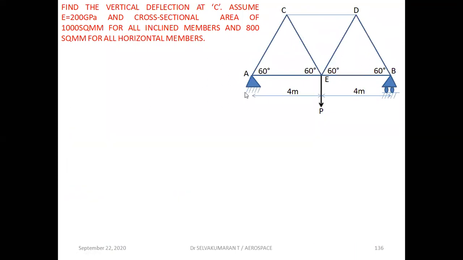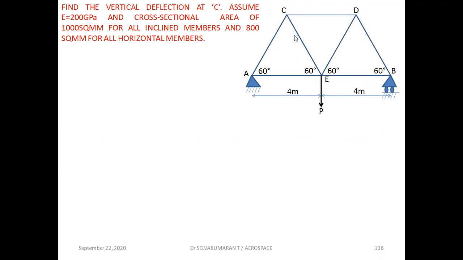So this is the problem. Find the vertical deflection at C. Assume the modulus of elasticity to be 200 gigapascal, and the same cross-sectional area for inclined members, 1000 mm square, and for horizontal members, 800 millimeters square. Now it is required to find the vertical deflection at C. In the earlier problem we got the deflection at E where the load is acting. Now at C the load is not acting.